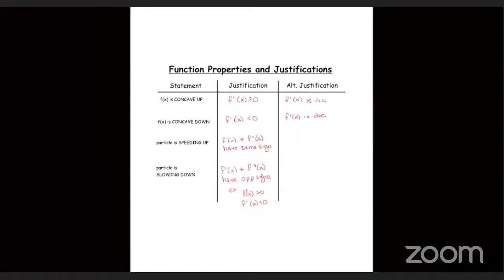For your alternate justification, you could say something like f prime of x is greater than 0 and f prime of x is increasing, because that is the same thing as saying your second derivative is also positive. So there are some alternatives in order for them to show that they have the same sign. This would be a combination example where you would use the first derivative to say both, where instead of saying f double prime is also positive, you instead say f prime is increasing.